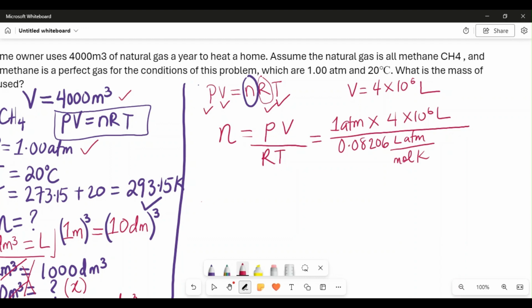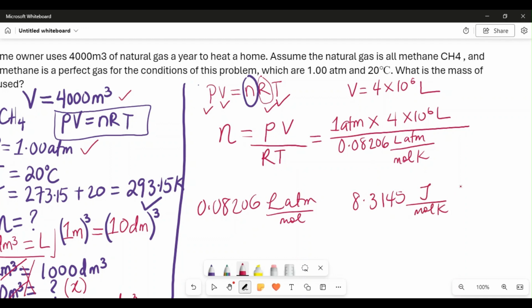You have the first one, which is the one I just used, 0.08206. This is just a side note, liters atm divided by mole Kelvin. And then you've got the second one, which is 8.3145 joule divided by mole Kelvin, or 8.3145 kilopascal liters divided by mole Kelvin.